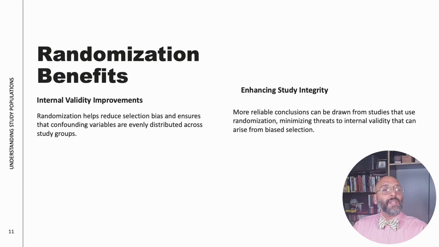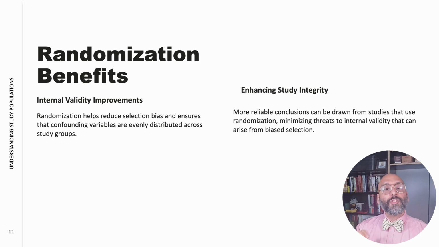Let's talk about randomization. So randomization is often described as the gold standard in clinical trials, but it's important to understand what problem it actually solves. So randomization improves internal validity. So what's internal validity? Well, internal validity refers to how confident we are that the outcomes observed in a study were caused by the intervention being tested, rather than by some other factor.